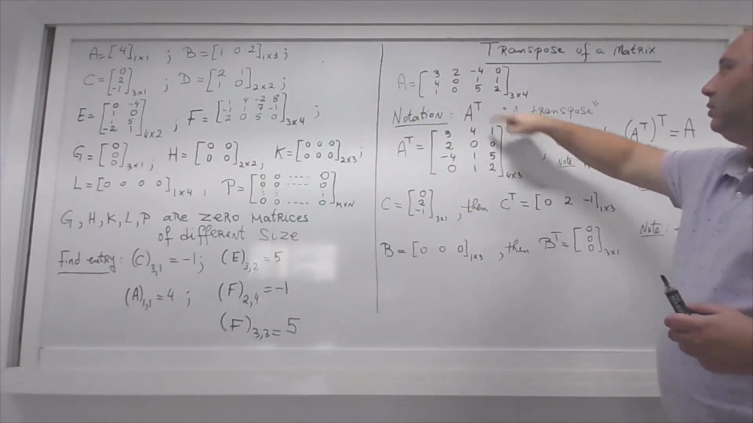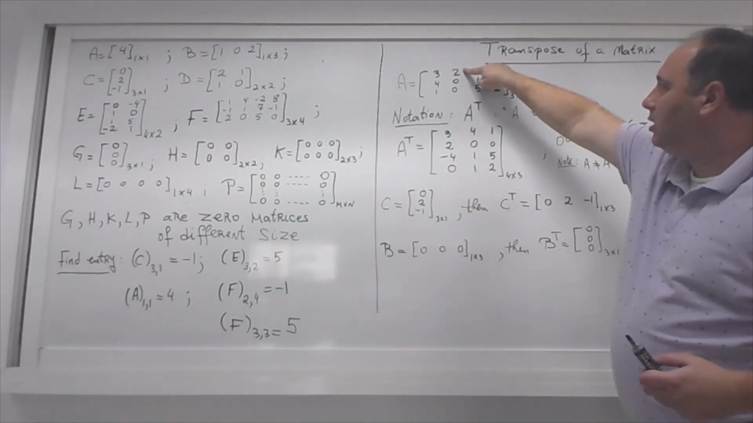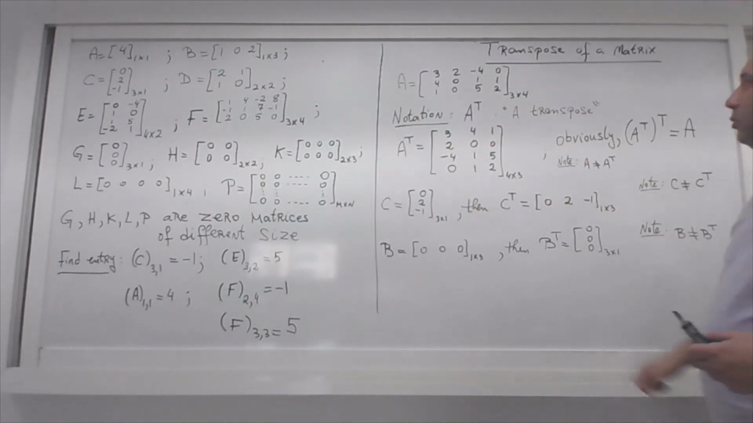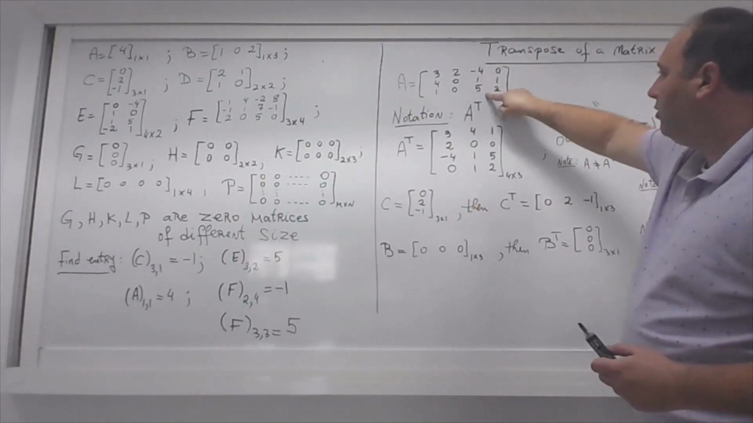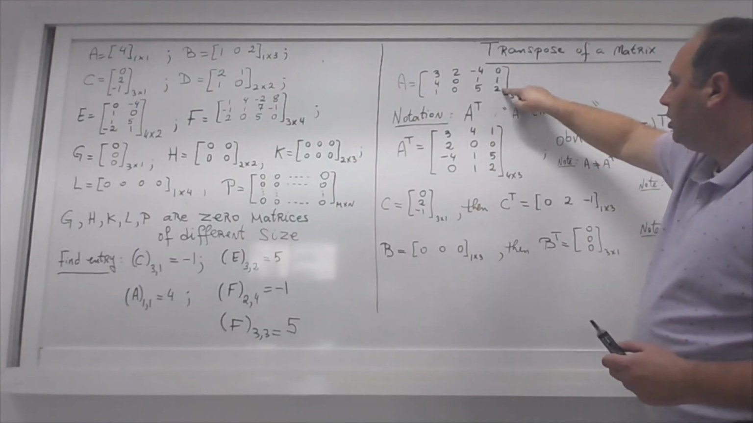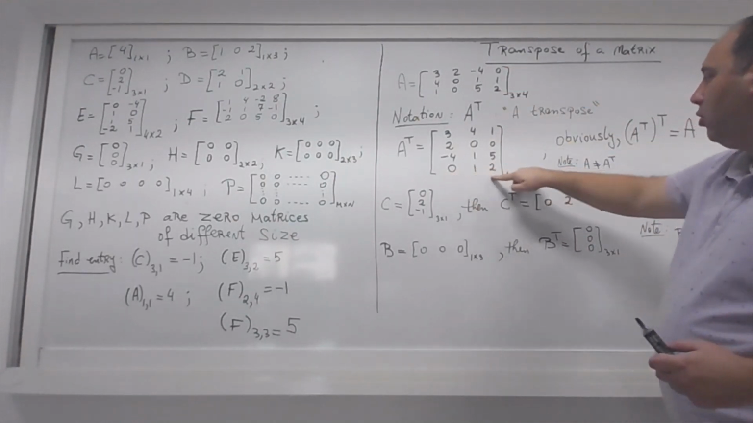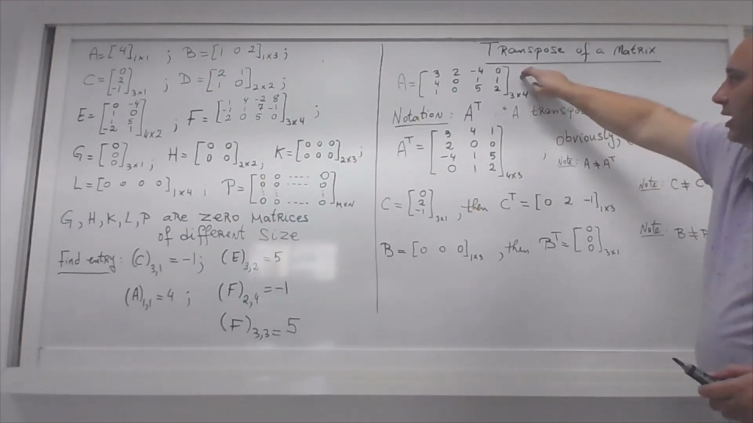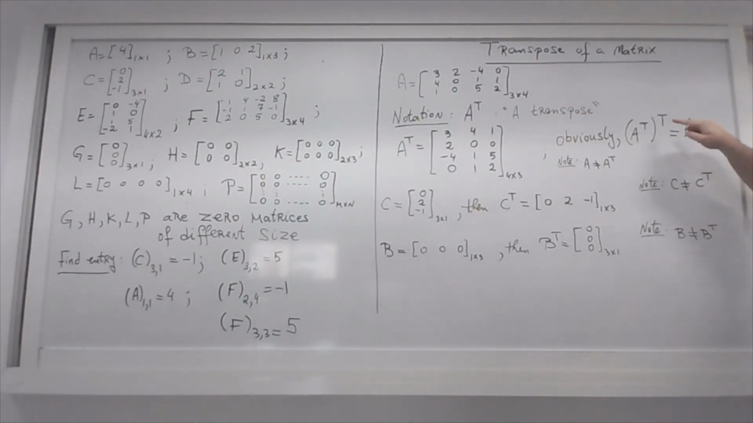Perfectly correct. Okay. Second column of A becomes second row of A transpose. Perfectly correct. Third column of A becomes third row of A transpose. And fourth column of A becomes fourth row of A transpose. So you can see it in any way you like. It's just changing rows for columns or columns for rows. Obviously, if you transpose this, you're going to get A back. So transpose of a transpose of A is A.